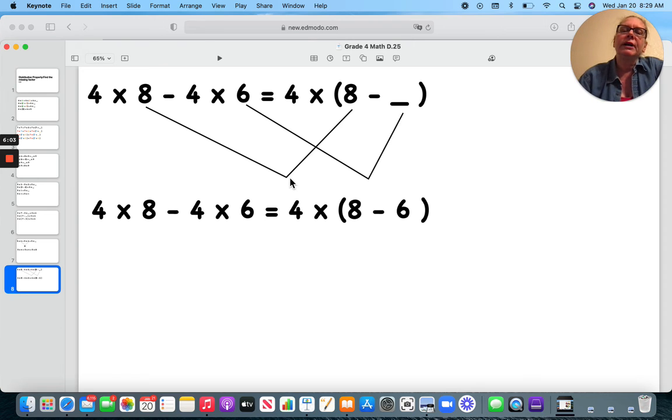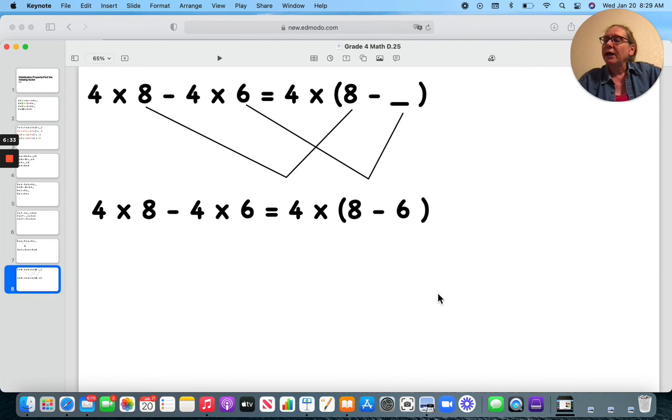Here, I can also take a look. I can do it with subtraction. I have 4 times 8 minus 4 times 6 equals 4 times 8 minus some number. We have to find our missing number. Well, I can see my 4 times and my 4 times is right there. My 8 and my 8 is right there. So what number is missing? The missing number was my 6.